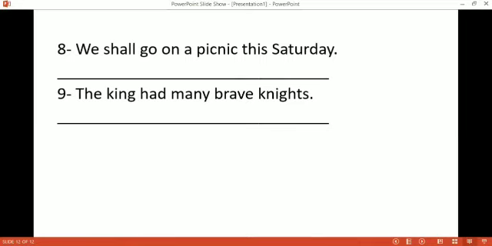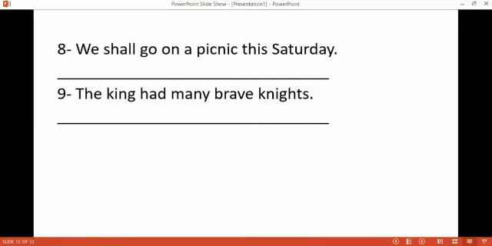Okay, the last sentence is, the king had many brave knights. The king had many brave knights. Knights mean soldiers, brave soldiers. The king had many brave knights. Okay, which helping verb is used in this sentence? Had, yes. "Had" is a helping verb and what do we have to do? We have to take out the helping verb and we will write "had" with H capital at the start of the sentence. Had the king many brave knights? Question mark.